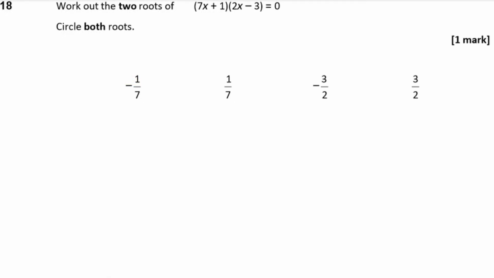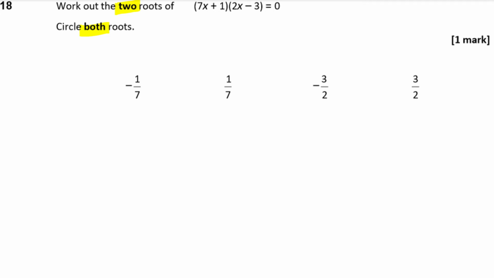Okay. Question 18. Work out the two roots of (7x + 1)(2x - 3) equals 0. Circle both roots. Now the exam board highlight words when it's common for students to overlook them. So if you see words that are highlighted, just bolded like that, just double check what you understand what they're telling you. So two roots, we need to find both the roots here and circle both of the circled answers, not just one.